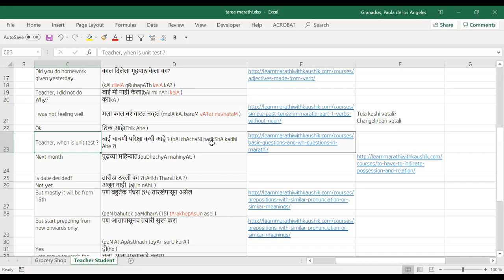Pariksha is test. Satsani is unit, so satsani pariksha is the unit test. It's not the literal translation. In English, we call it unit test. In Marathi, we call it satsani pariksha. The exams that happen monthly, or once in two months, or quarterly, we call a unit test, mid-year test, and yearly test. That is the general pattern followed here.